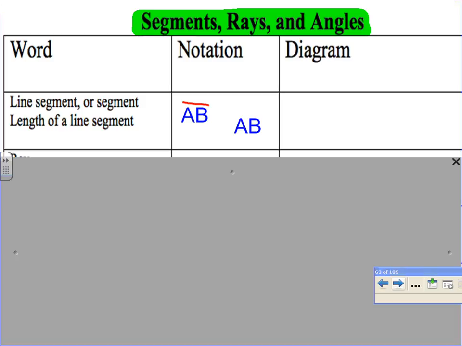I like to put the line above it. If you do put the two dots above it, that's fine, but I prefer that you just put that segment line above it and you don't put dots. If you do put this, that works, okay? But typically, this is the one that you'll see.